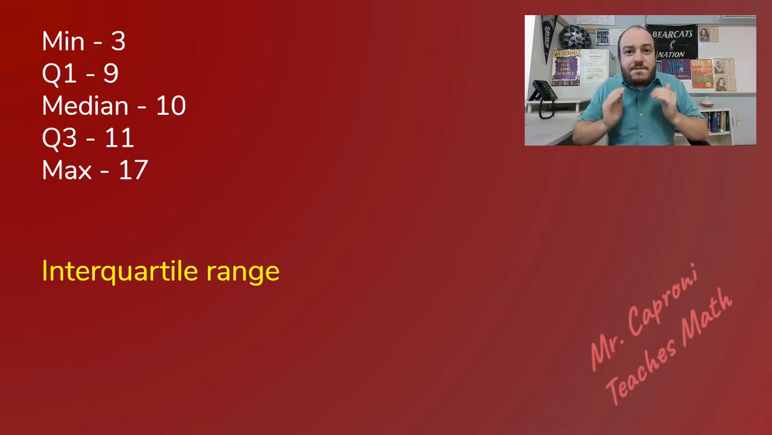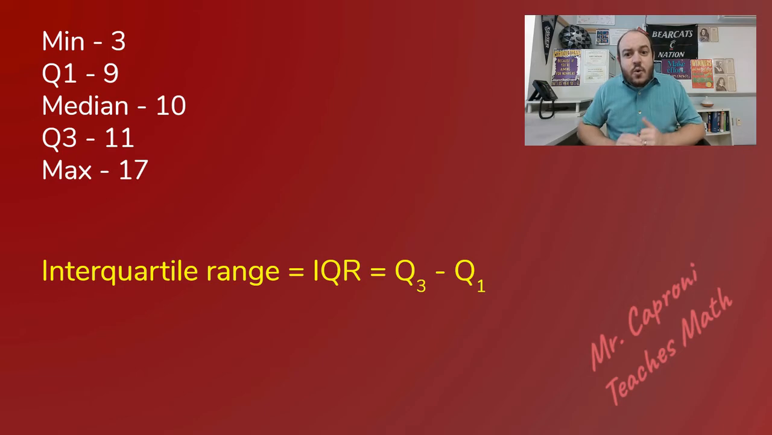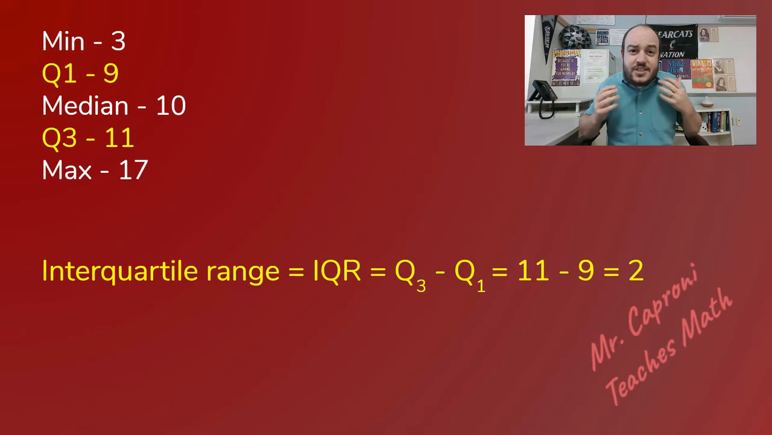So how do we go about finding the distance between 2 points? Well, we simply subtract. So in this case, we're going to take Q3 minus Q1, and that's going to give us our IQR. Now, in this example, that would just be 11 minus 9, which is just 2. So the IQR for the data above here is just 2.